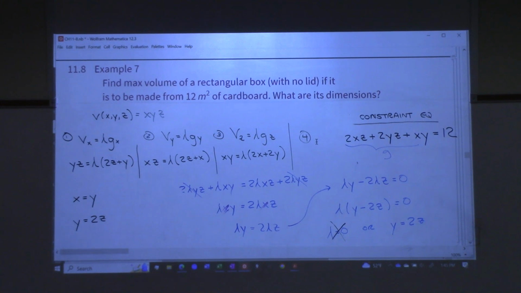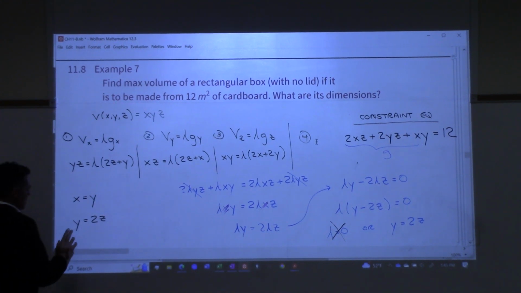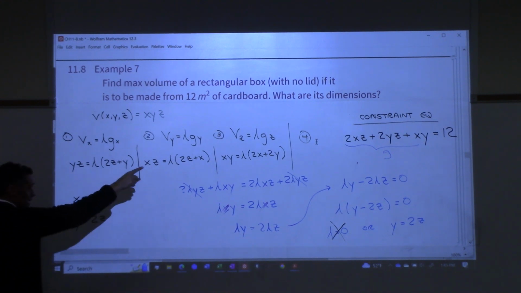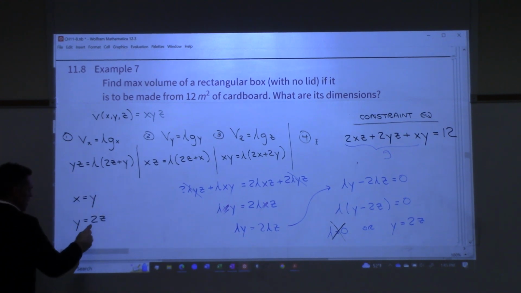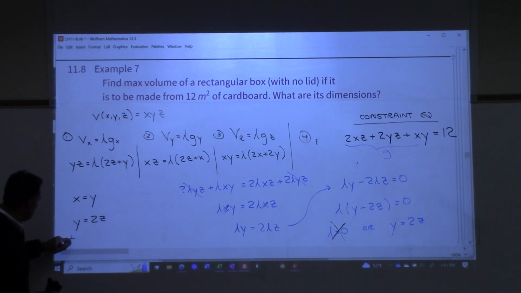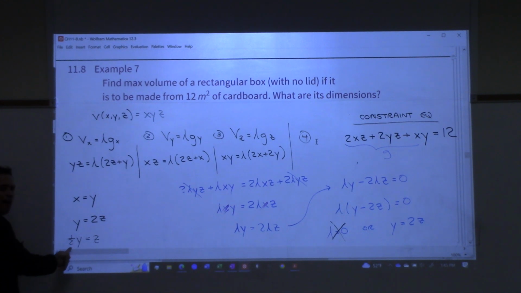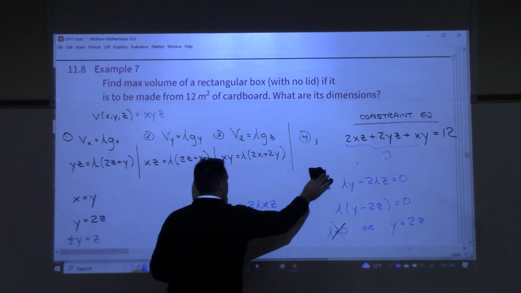So what I'm going to do is try to get everything in terms of a single variable, like either x or y or z. I think the easiest thing to do here would be to replace x with y. Anywhere I see x, replace it with y. And then here, let me just take half of this on both sides. Half of y equals z. I can replace z with half of y. So everywhere I see x, it's going to be replaced with y, and everywhere I see z, replaced with half of y. And I'm going to go into the fourth equation now.